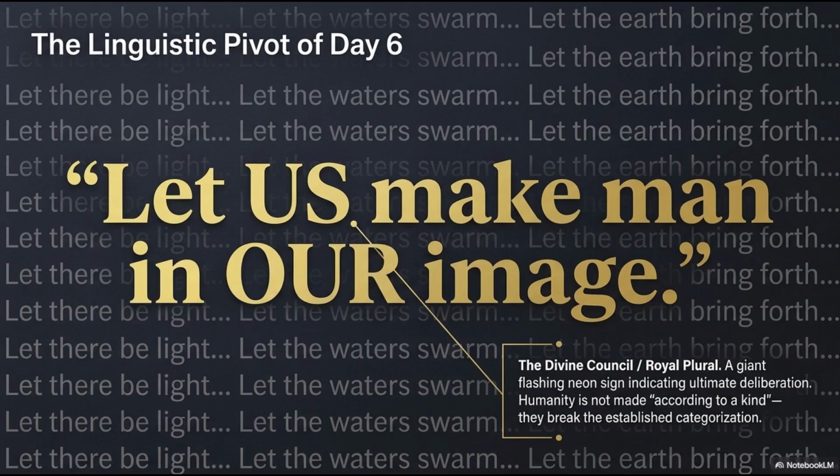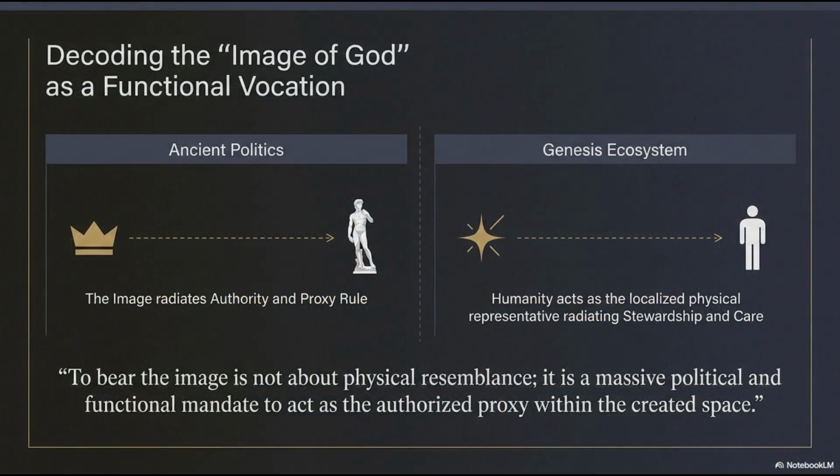I really want to dig into that term image, because centuries of philosophy have debated whether that means humans look like God, or have rational minds, or possess a soul. Oh, people have argued about that forever. Yeah, but what did that phrase mean to the original audience reading this text thousands of years ago? We have to look at the ancient cultural context of the Imago Dei, the image of God.